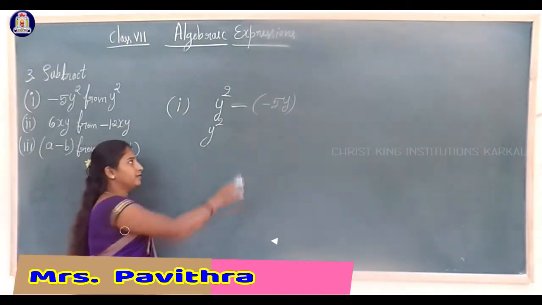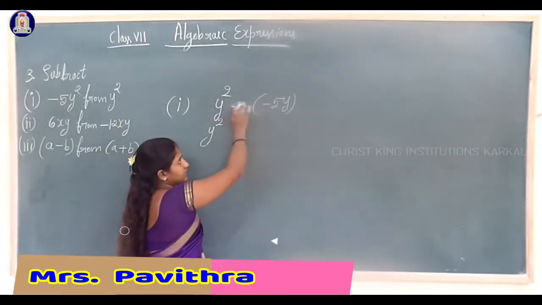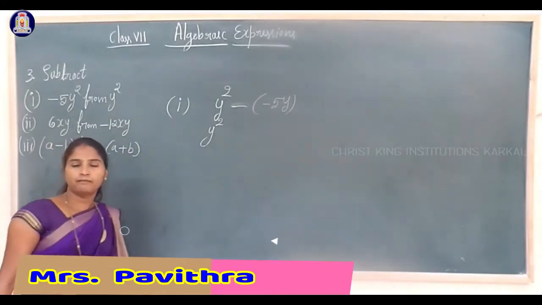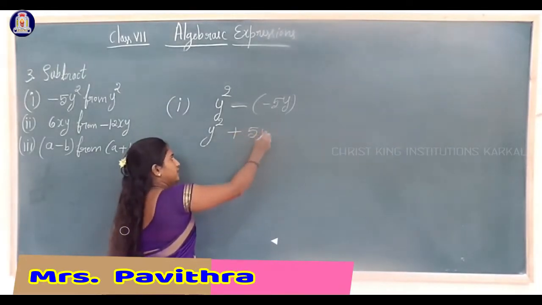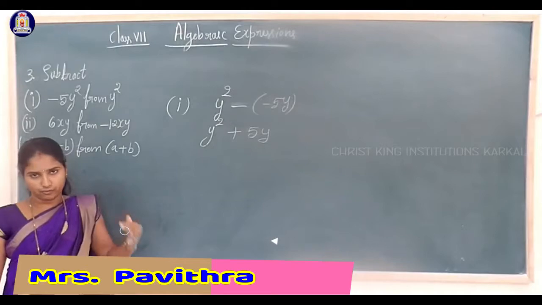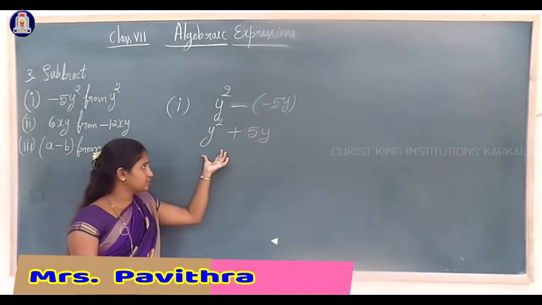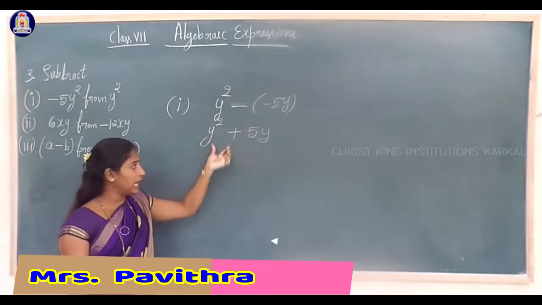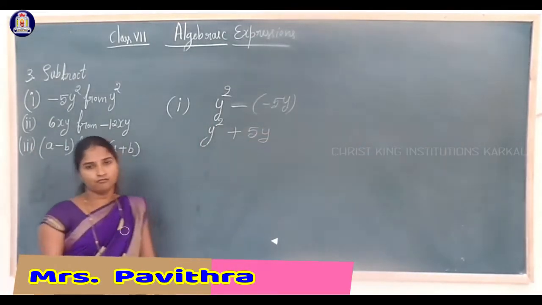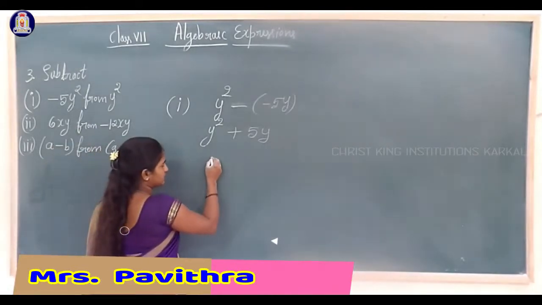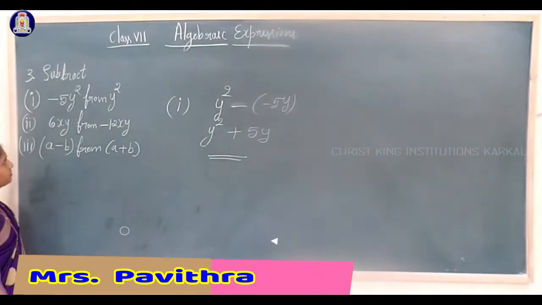In the next step, how to remove this bracket? Just multiply the sign. Minus into minus. You know, bracket means multiplication. So minus into minus is plus 5y square. Next step, if they are like terms, you can add. But here they are not like terms, because the variable is the same but it has a different exponent. The exponent of y is 2 and here the exponent is 1. So they are not the same. So the answer is y square plus 5y. This is the final answer. Clear? We'll solve the second question.